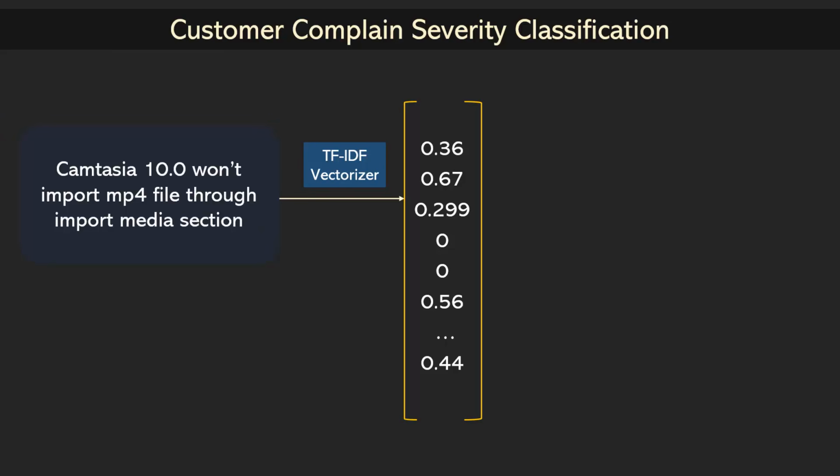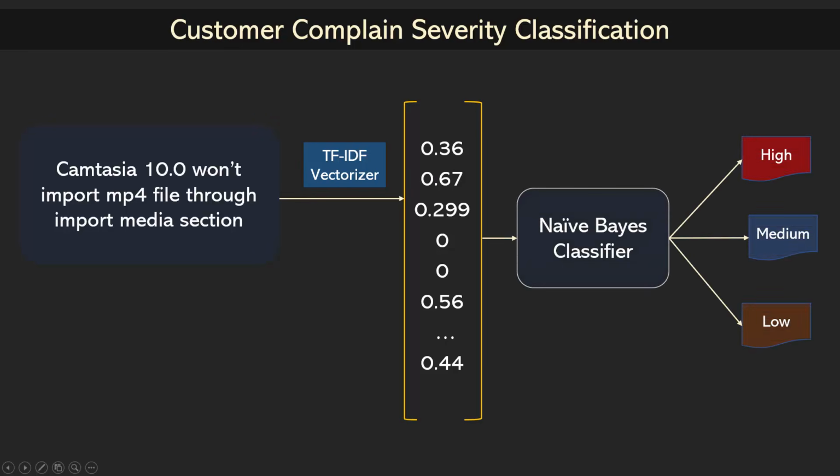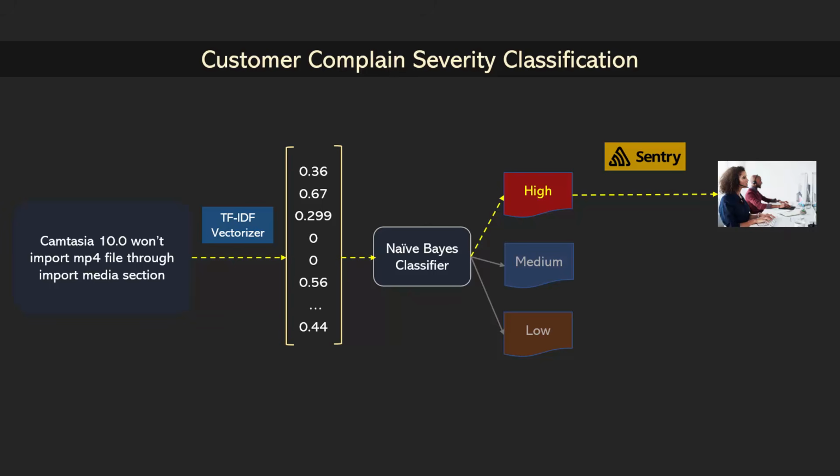Once you have these numbers representing this text, you can also call these features. You can then use a classifier such as naive Bayes classifier to classify the complaints as high, medium or low. Here this particular complaint is a high complaint because not being able to import MP4 file is a big deal.